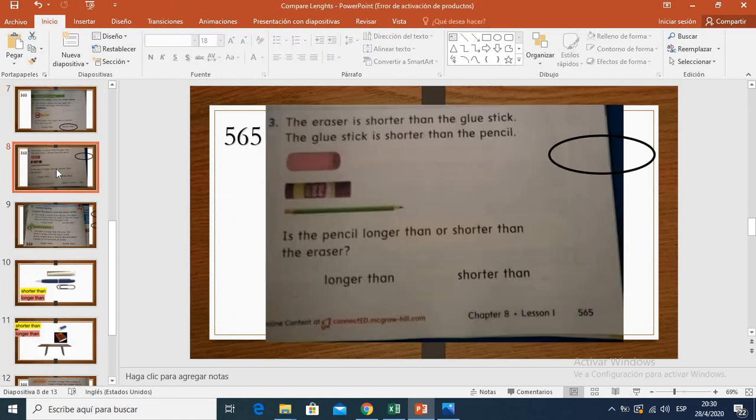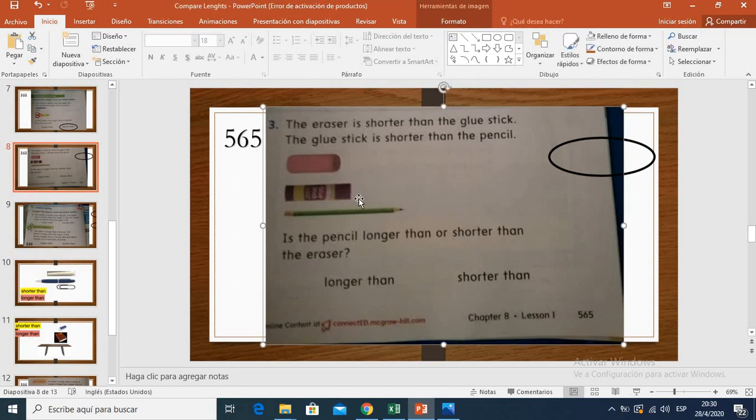Nice. Now the second part, in the same page, 565. Exercise number 3 says, we have three objects. Look, eraser, glue stick, and pencil. This is a kind of glue, okay? Glue stick. Now, it says, the eraser is shorter than the glue stick. Is it true? The eraser is shorter than the glue stick, right?